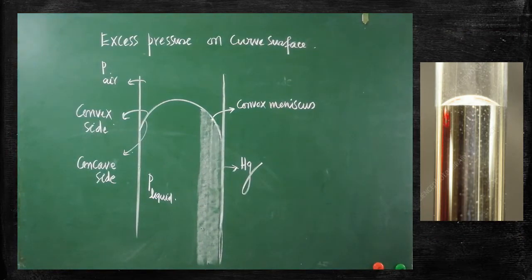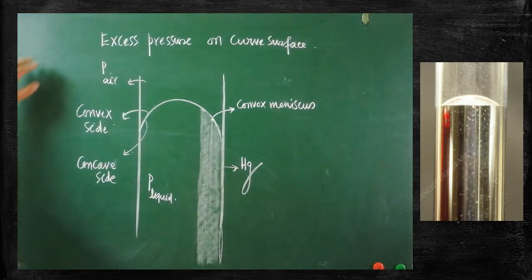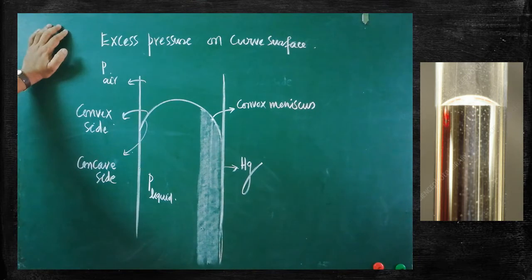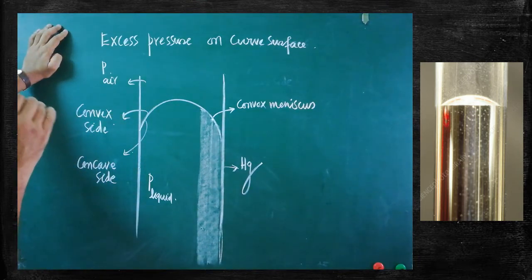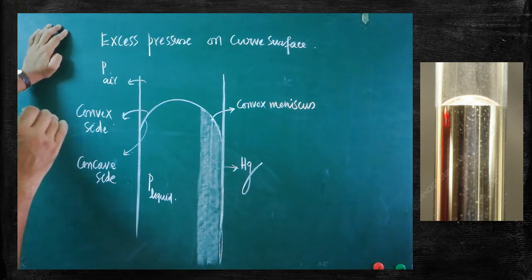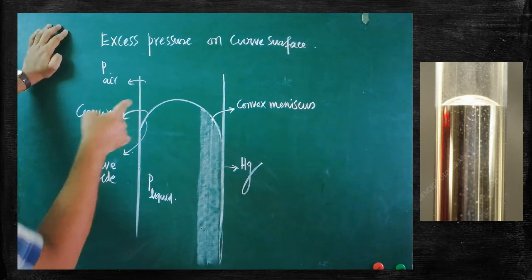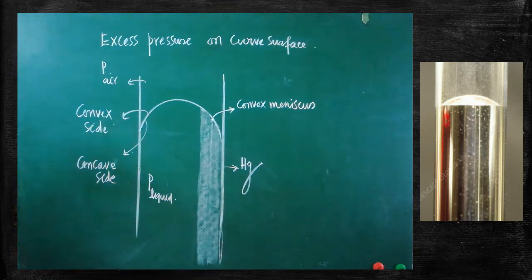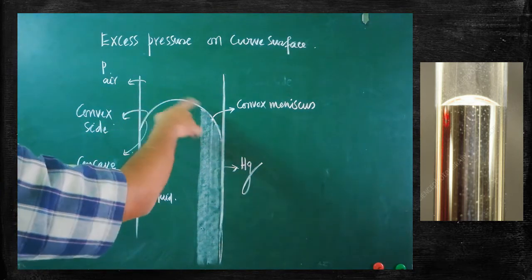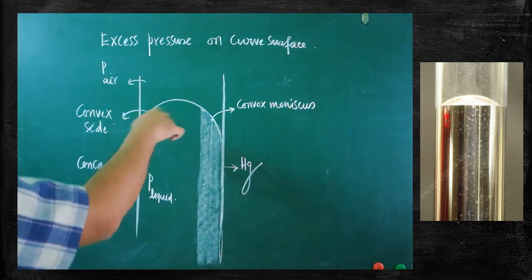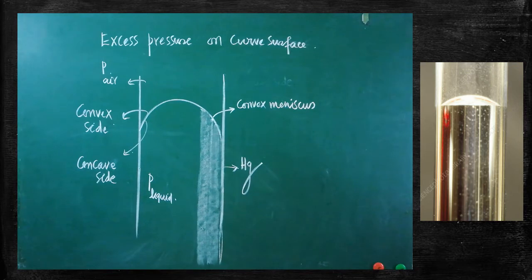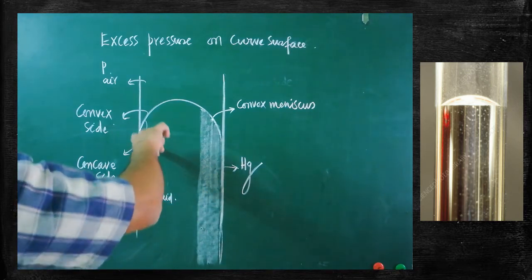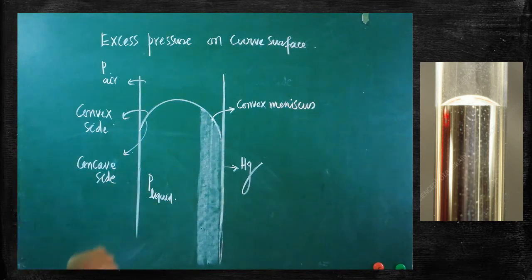Now we will see how the excess pressure acts on the curved surface in the case of mercury. If you observe keenly the surface of the mercury in the case of a capillary tube, when the mercury rises through the capillary tube, if you observe with the help of a microscope, the surface will appear like this. This kind of meniscus is called a convex meniscus. In the case of mercury, the nature of the meniscus will be a convex meniscus.